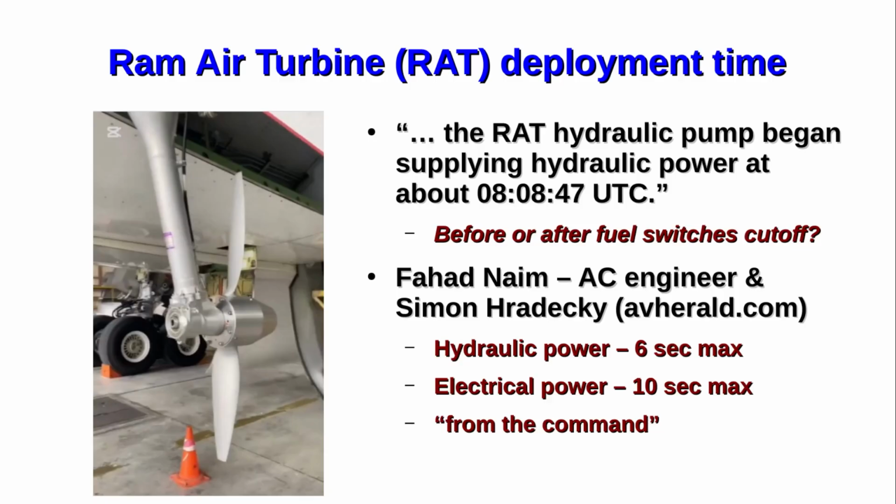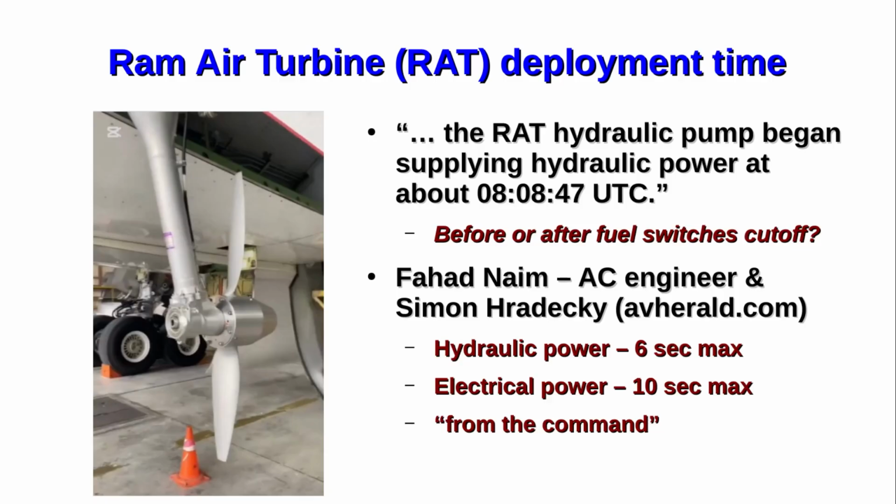Most people have interpreted this statement as meaning that it is supplying full hydraulic power, thus implying that the RAT must have been deployed 6 seconds earlier, at about 08:08:41, which is before the fuel control switches were moved to the cutoff position, and thus implying that there was a problem with the aircraft unrelated to the fuel control switches and which was already underway at or around the time of liftoff. Why the preliminary report makes no mention of such a critical problem is not explained.